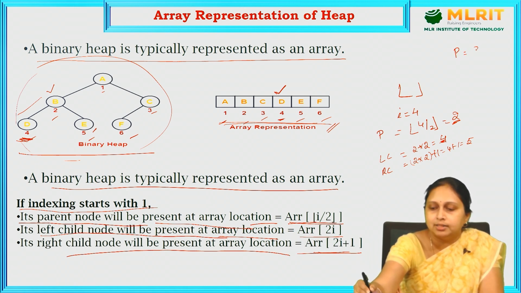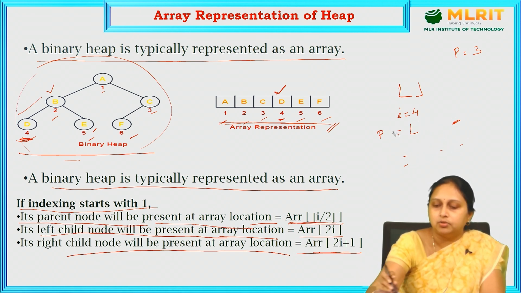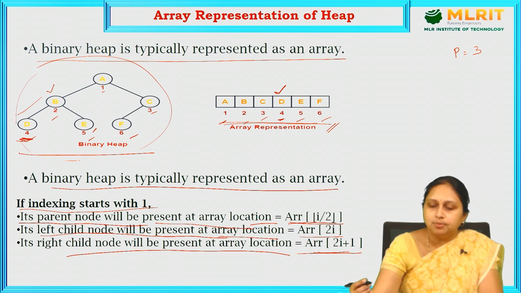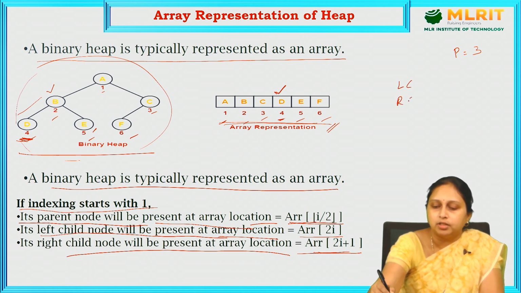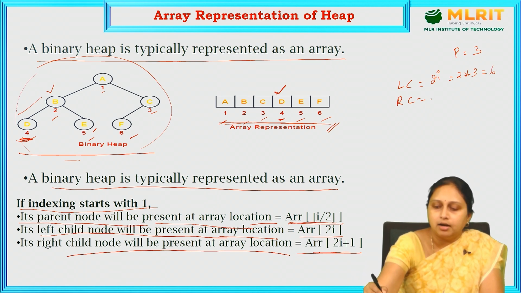Now suppose I am going to take C as my parent. Parent index is 3. And what is its left child and right child, I need to identify. Okay. Let us look into this so that you could understand some more clearly. P equal to 3, that is a parent node, I am considering it as 3. Now what is the left child and right child for it? What is the left child? Array of 2 into I. 2 into I is nothing but 2 into 3, 6. And right child is 2 into I plus 1, that is 2 into 3 plus 1, 6 plus 1, that is nothing but 7.